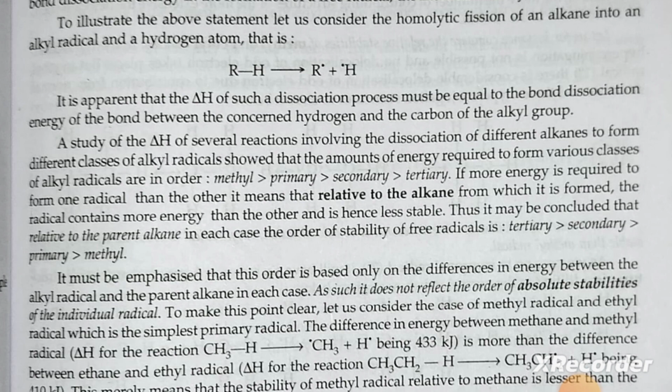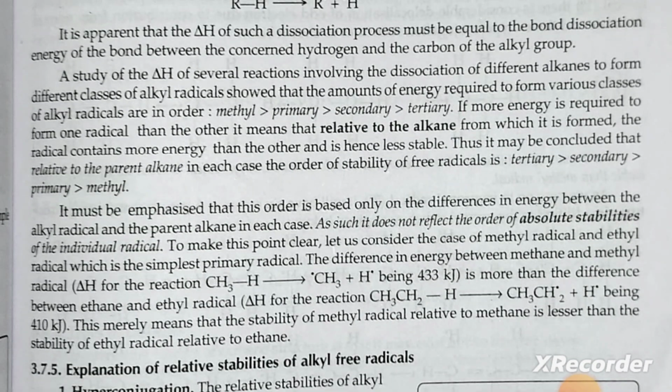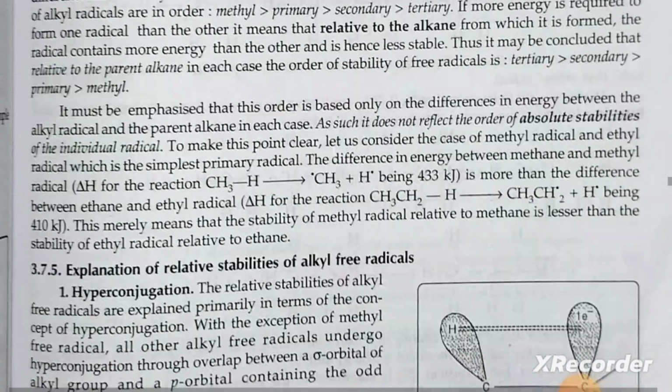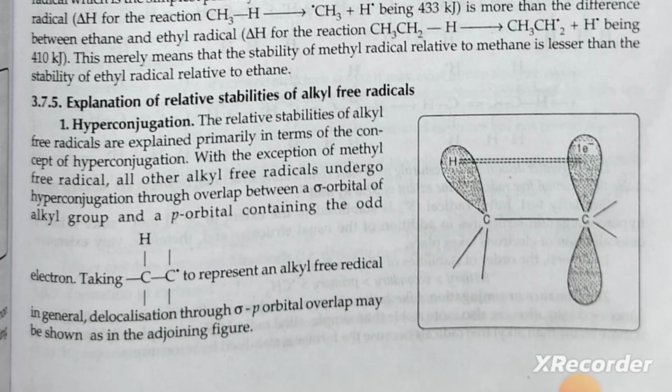To make this point clear, let us consider the case of methyl radical and ethyl radical, which is the simplest primary radical. The difference in energy between methane and methyl radical, delta H for the reaction CH3-H giving CH3 radical plus H radical, being 433 kJ, is more than the difference between ethane and ethyl radical, delta H for the reaction CH3CH2-H giving CH3CH2 radical plus H radical, being 410 kJ. This merely means that the stability of methyl radical relative to methane is lesser than the stability of ethyl radical relative to ethane.